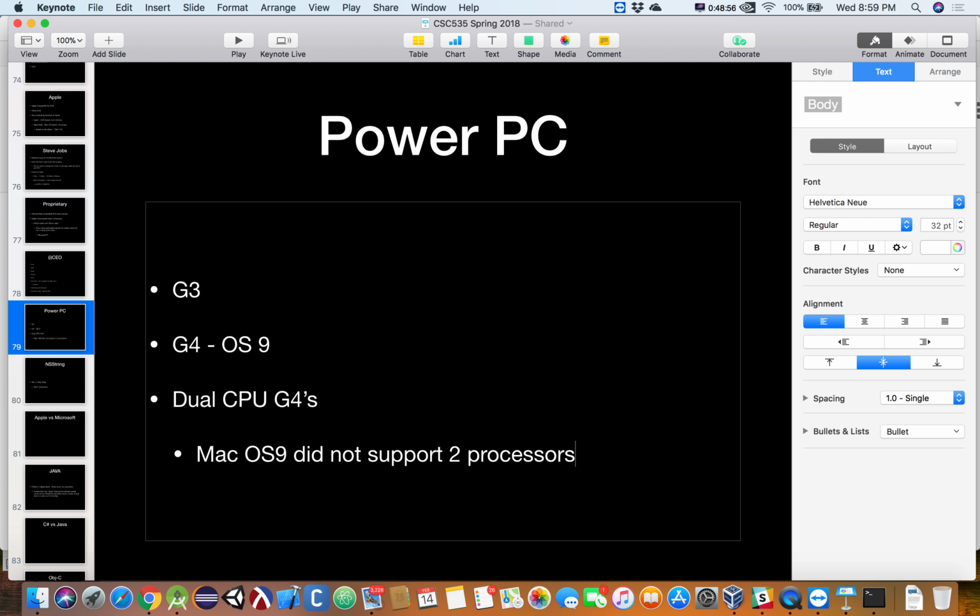People didn't know about it. I think most consumers didn't. Most techies probably knew. Mac OS X, though, did support it because it was based on Unix, so it supported multiple processors, no problem.